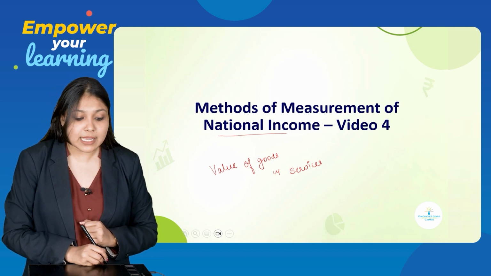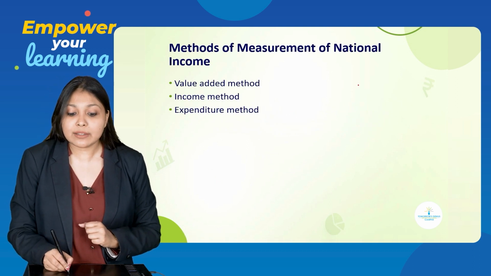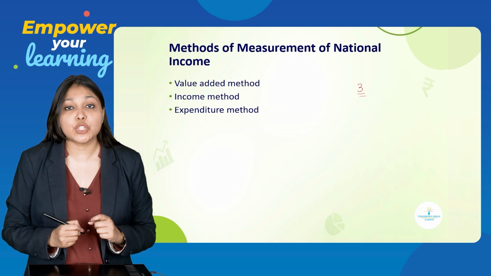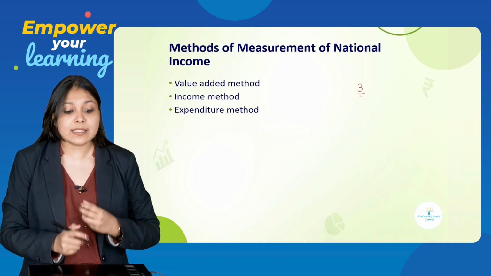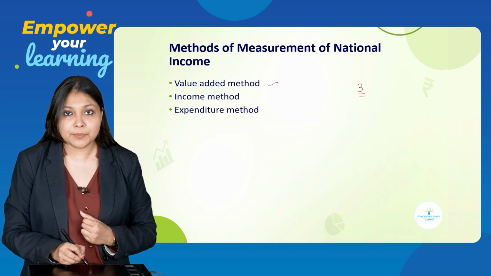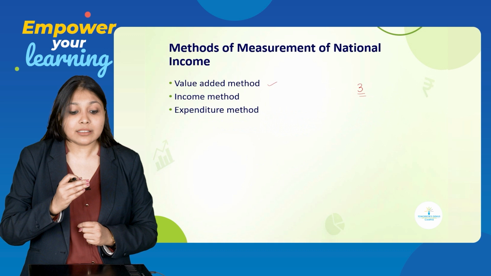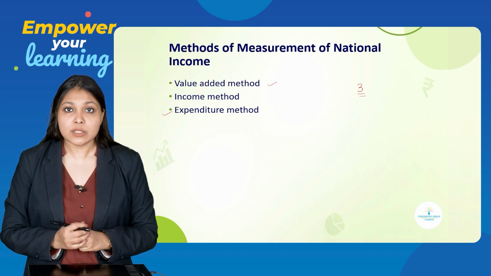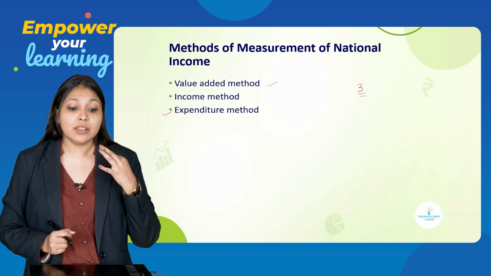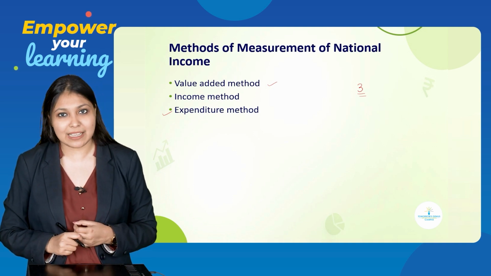First and foremost, you need to know there are a total of 3 different methods using which you can measure national income. The first is the value added method, the second method is the income method, and the third method is the expenditure method. So in total there are 3 methods.